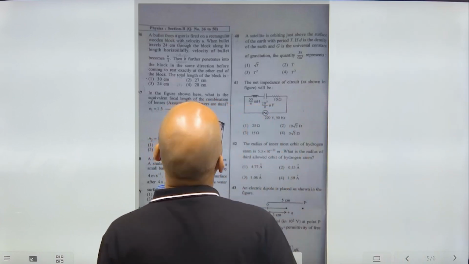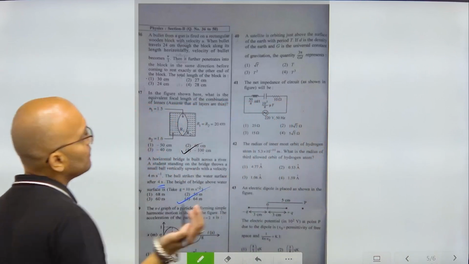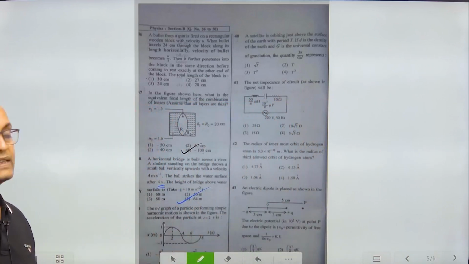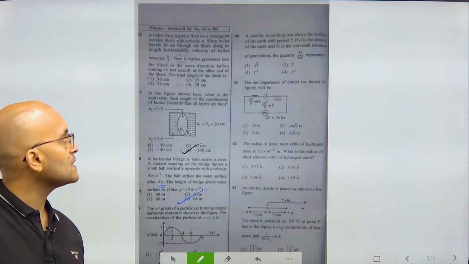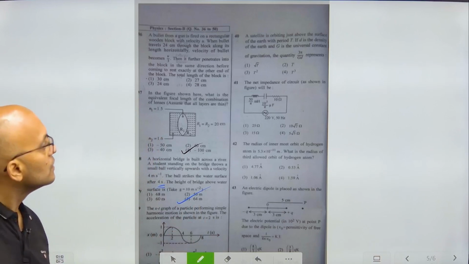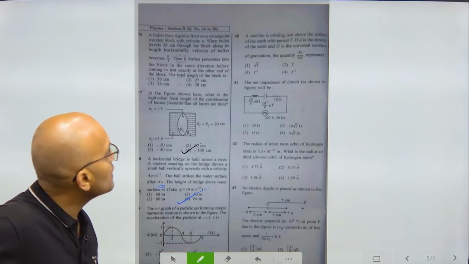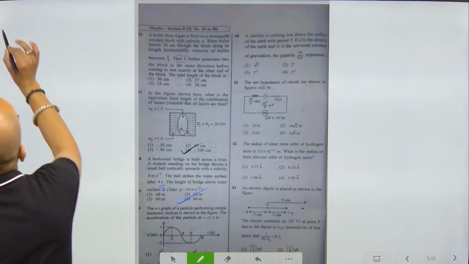Very easy. Okay. A satellite is orbiting just above the surface of Earth with the time period of capital T. If D is the density of the Earth and G is the universal gravitational constant, then T equals? Direct formula of the time period: 2 pi upon the square root of Gm into R to the power 3 by 2.